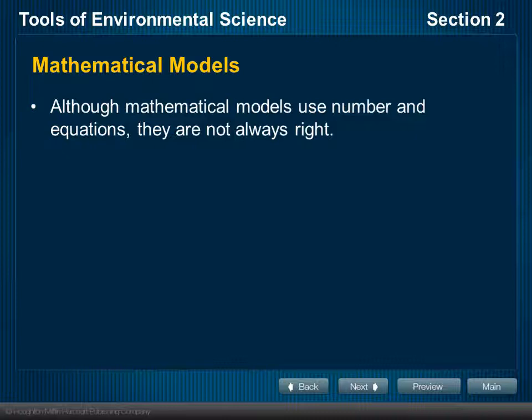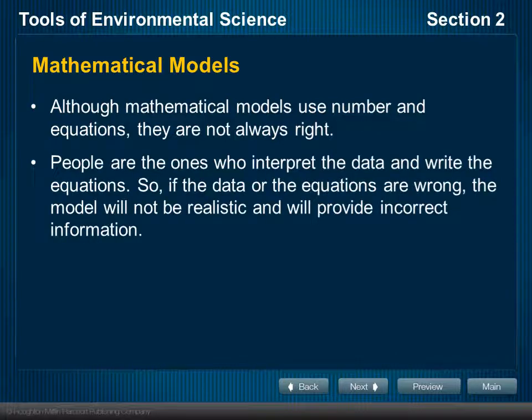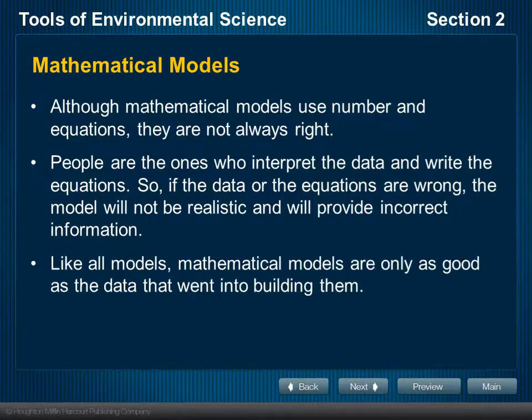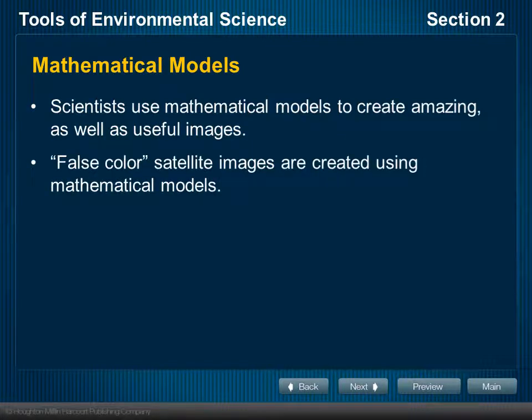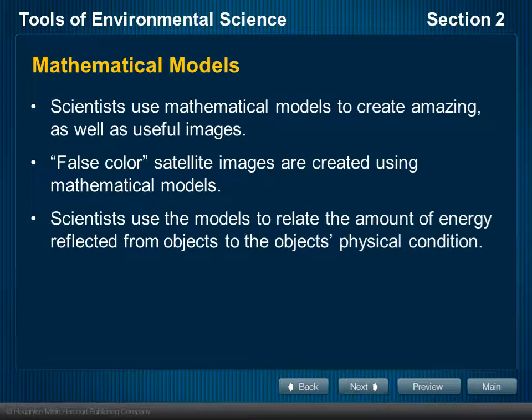Okay? So mathematical models, far be it from us to think that they're always right, because it's equations, they're only as good as the data and the people who are interpreting them. Very important for you guys to remember. And this just states this right here. But mathematical models can be very, very useful, can create unbelievable images. False color satellite images use mathematical models, relating the amount of energy reflected from objects to the object's physical condition.